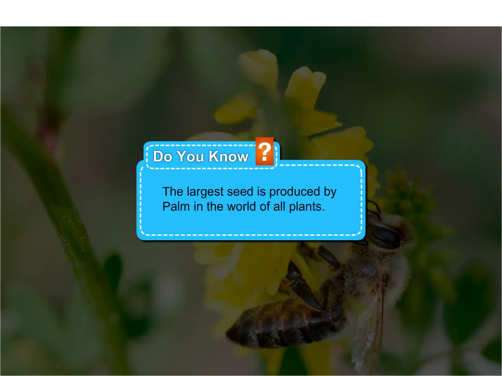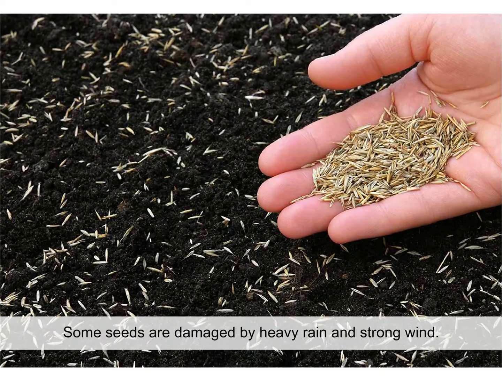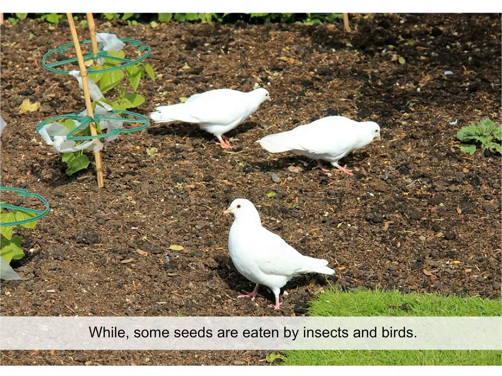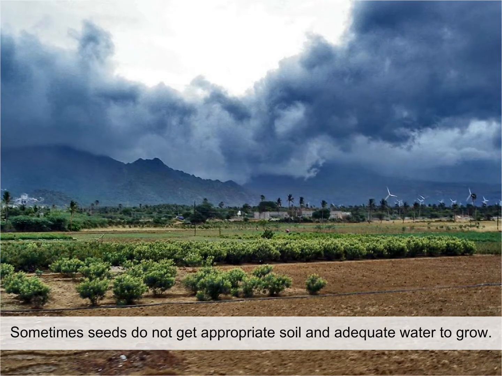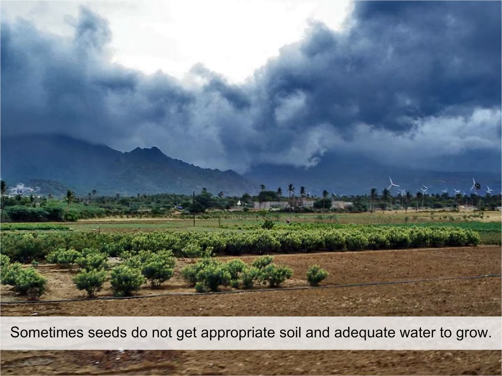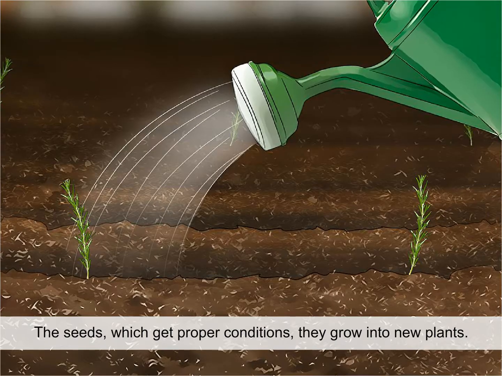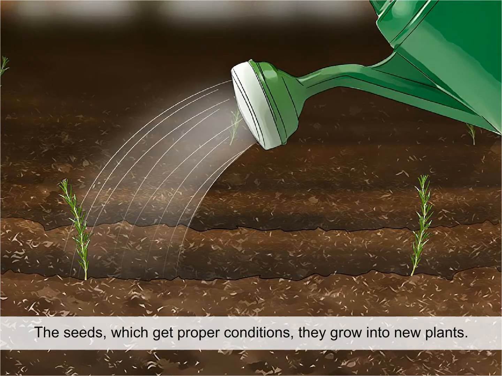The largest seed is produced by palm in the world of all plants. Some seeds are damaged by heavy rain and strong wind, while some seeds are eaten by insects and birds. Sometimes, seeds do not get appropriate soil and adequate water to grow. The seeds, which get proper conditions, grow into new plants.